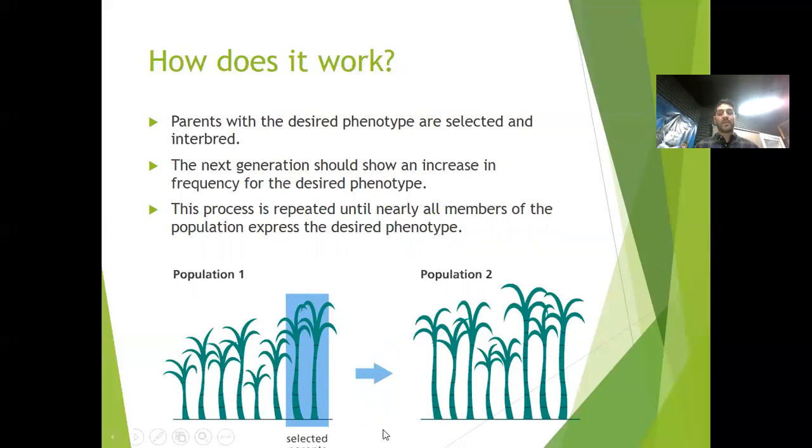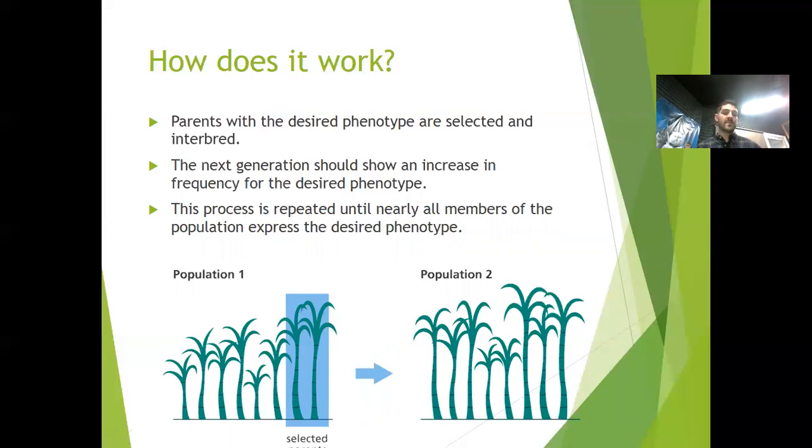So we repeat the process over and over, and eventually we end up with a generation that is expressing the desired phenotype. So you can see in this diagram, we've got two parents that are identified as being, let's say, tall, and we're going to breed those two parents together. And you can see that in our second population, there's a greater frequency now of taller plants.